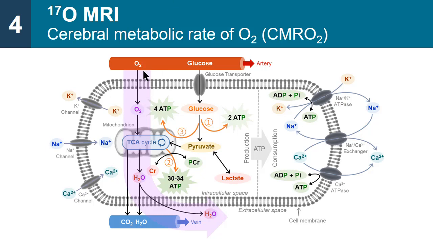And for oxygen, the goal would be to detect the cerebral metabolic rate of oxygen. So we follow these pathways in the energy metabolism in the cells. So if you have a decrease of oxygen, you're going to have a loss of ATP, a decrease of production of ATP. And you can measure the water produced by the oxidative phosphorylation with oxygen-17. So it gives you some information about all this metabolic process.